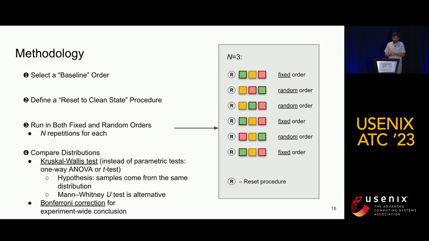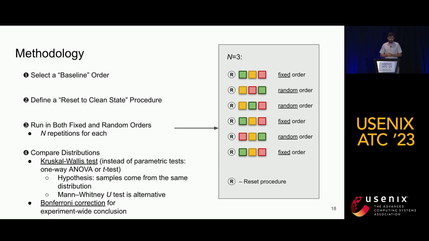All right, in our methodology, we have essentially 4 parts. First, an experimenter needs to define this baseline order. I already mentioned that. Then there should be a notion of this reset to clean state procedure. It should be defined, implemented, and used. In step 3, we have execution of both fixed and random orders and repetition for each. You see a visual representation of that on the right for n equals 3. Again, just one of the possible sequences of these fixed and random order runs.